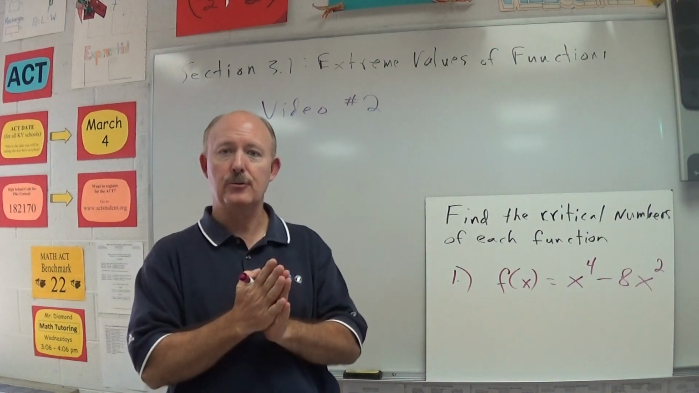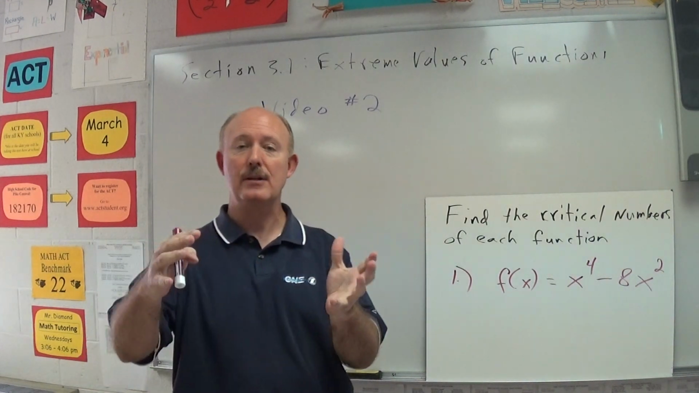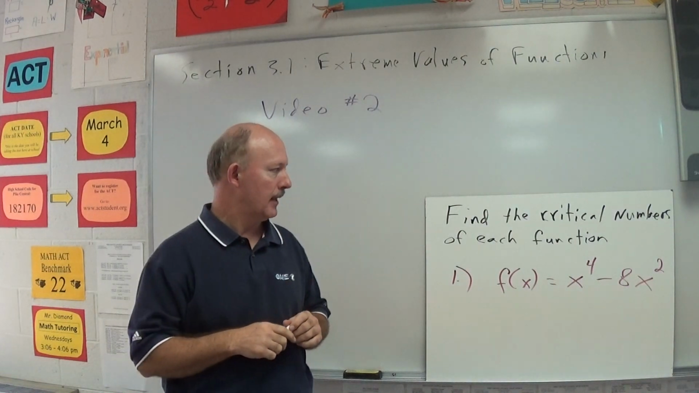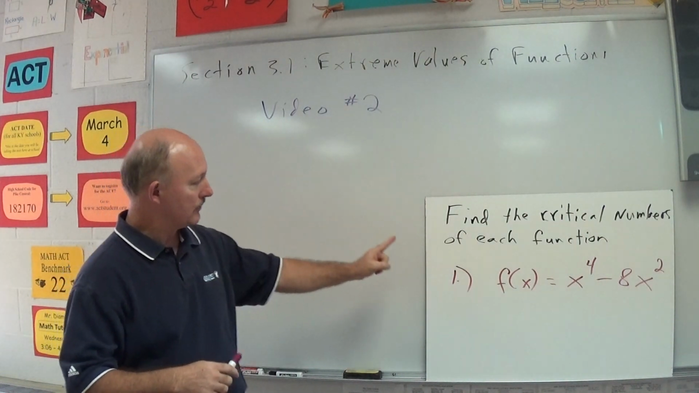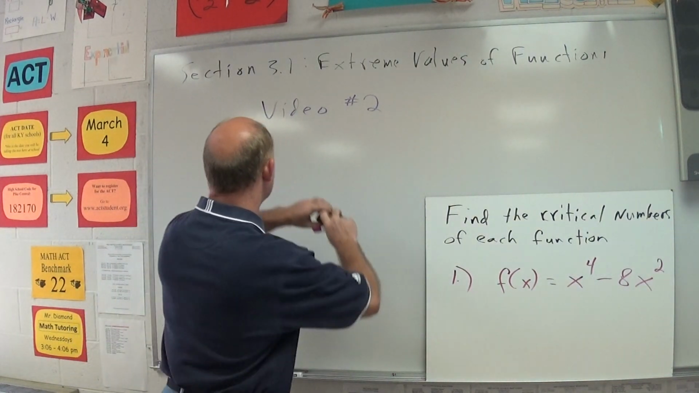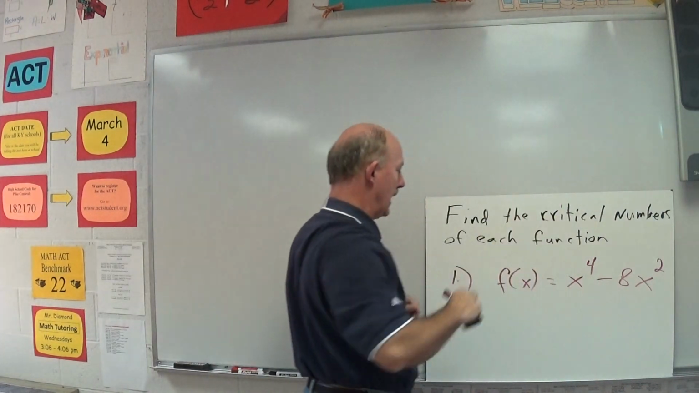We're going to run through a couple examples just to make sure we can find the critical numbers. Then we'll do a couple examples where we actually find the absolute minimum and absolute maximum of the function. So let's start off with example number 1. This is f of x equals x to the 4th minus 8x squared. I'm going to copy that problem down over here.